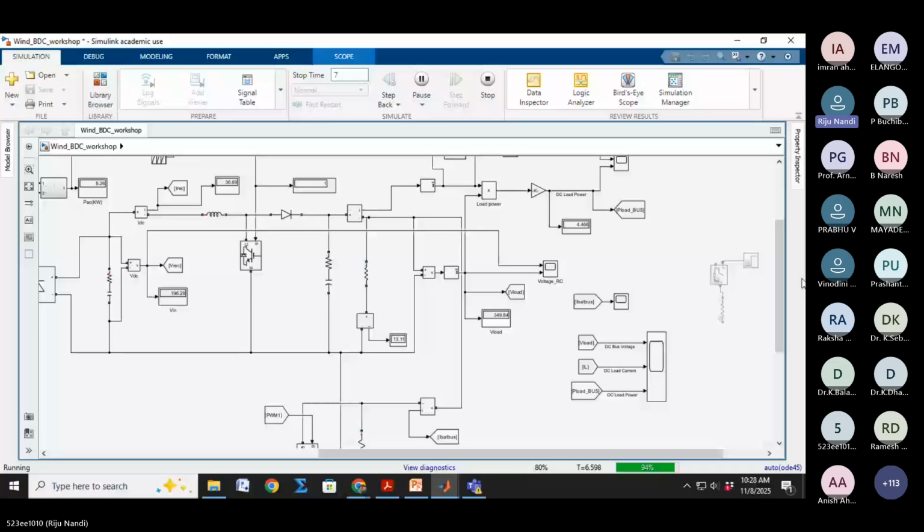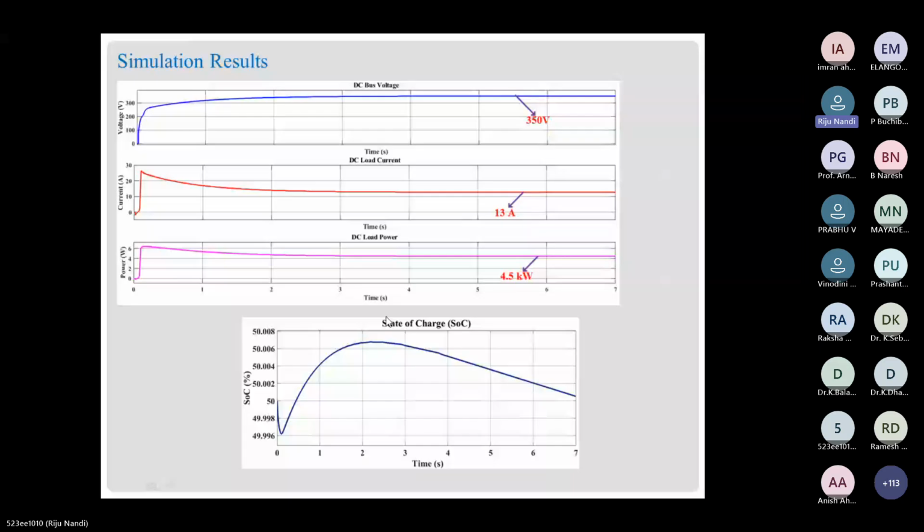This is the DC bus voltage. Okay, 350 volt, near about 350 volt. So you can see that DC bus voltage, this is the 350 volt, near about 350 volt. Okay, as the current is 13 ampere and this DC load power is 4.5 kilowatt. And you can see the SOC, state of charge, this is the discharging, charging and discharging also.